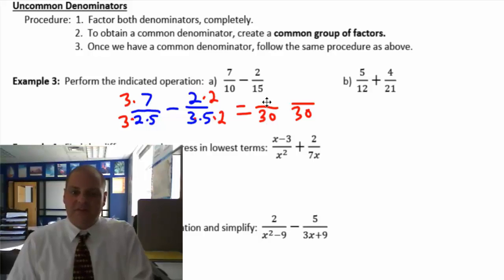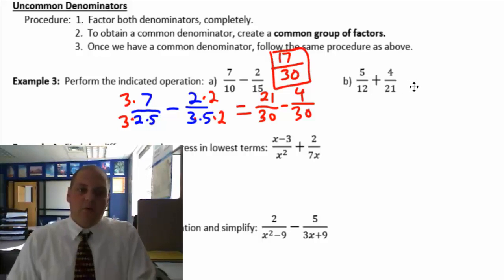All right, so 3 times 7 is 21, and then minus 4. So that gives us 21 minus 4, which is 17. 17 over 30. So 17 over 30 would be our final answer there. Here's another one.